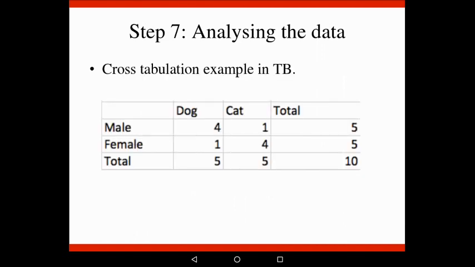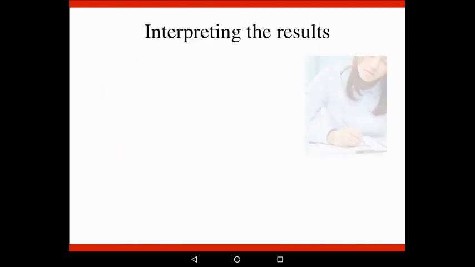There's a cross-tabulation example in your textbook, but here's another one. Let's say male dogs, there were 4 male dogs and 1 male cat, sorry, a total of 5. That's just a perfect example of a cross-tabulation. Dog, cat, male, female. Those are the 4 variables and how they cross.